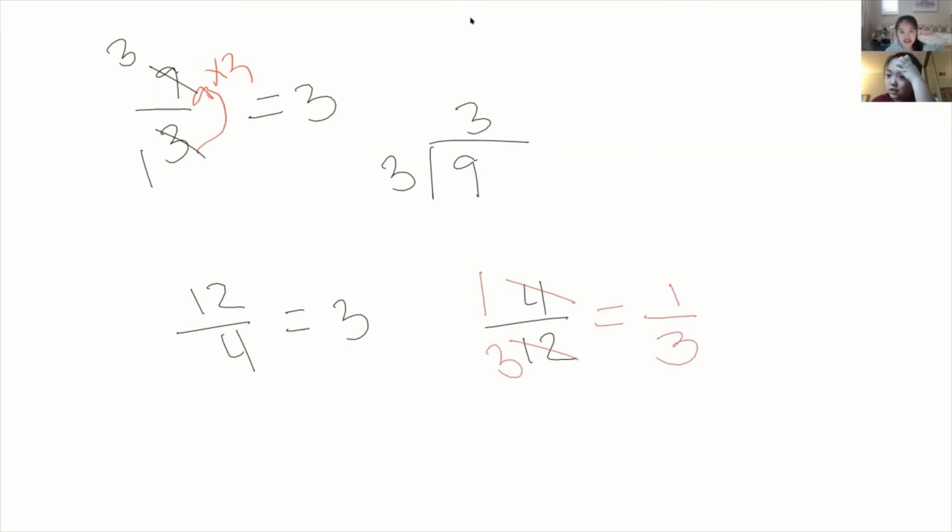And you can check this by multiplying 4 to each side. So what is 3 times 4? 12. What about 1 times 4? Yeah. So 4 over 12.